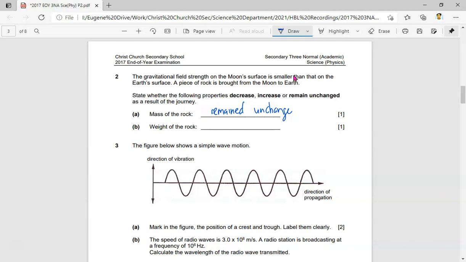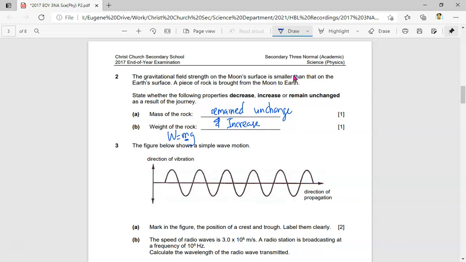Now, how about the weight of the rock? We know W equals mg. If the mass remains unchanged, so m stays constant, the weight of the rock will now only depend on the gravitational field strength. So we know the Moon's surface has a smaller gravitational field strength. So g on the Moon is smaller. g on the Earth is greater. So now if I bring the rock from the Moon to Earth, the g experienced is higher. So W equals mg, the weight of the rock will actually increase. Okay, increase as I brought the rock from the Moon to the Earth.